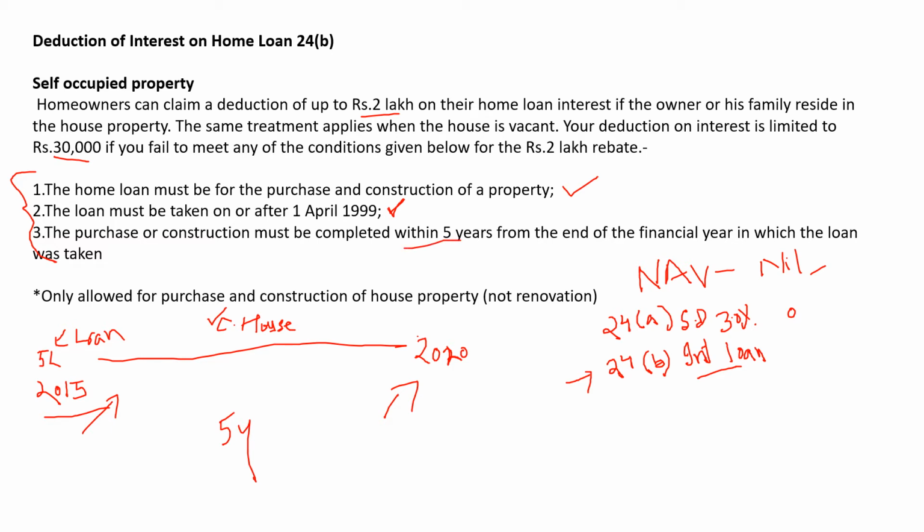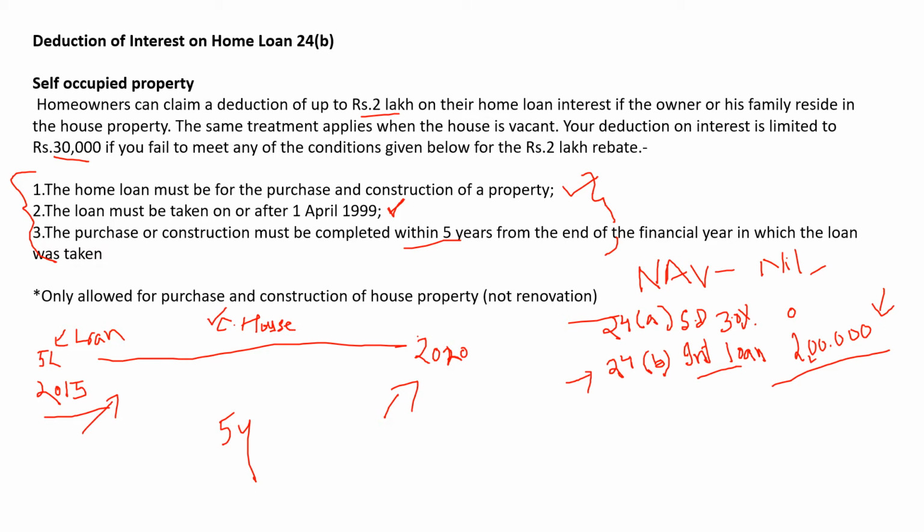So I am applicable for an interest on loan deduction of 2 lakh rupees. I will get a deduction of 2 lakh rupees on my house property because all the criteria have been fulfilled.